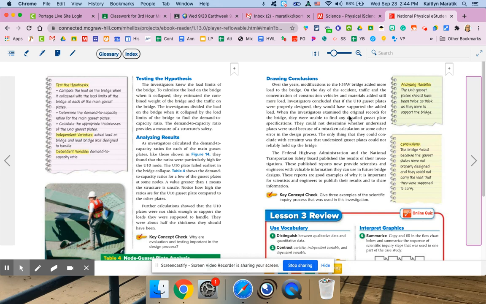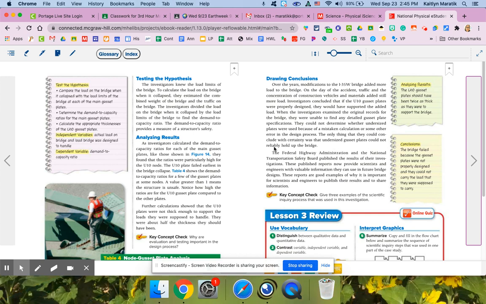When the investigators examined the original records for the bridge, they were unable to find any detailed gusset plate specifications. They could not determine whether undersized plates were used because of a mistaken calculation or some other error in the design process. The only thing that they could conclude with certainty was that the undersized gusset plates could not reliably hold the bridge. So there's our conclusion, and that's where they ended.